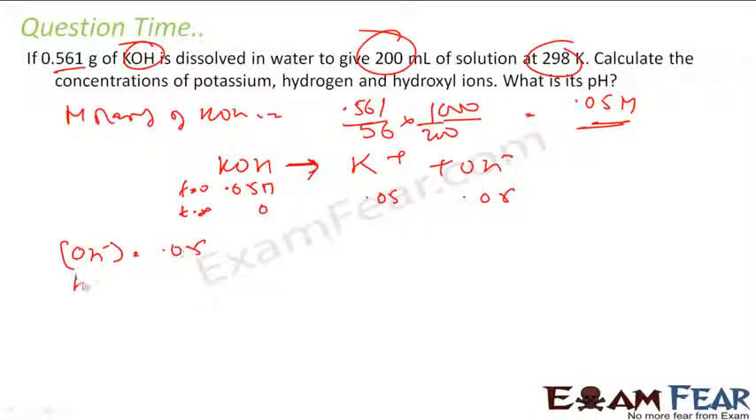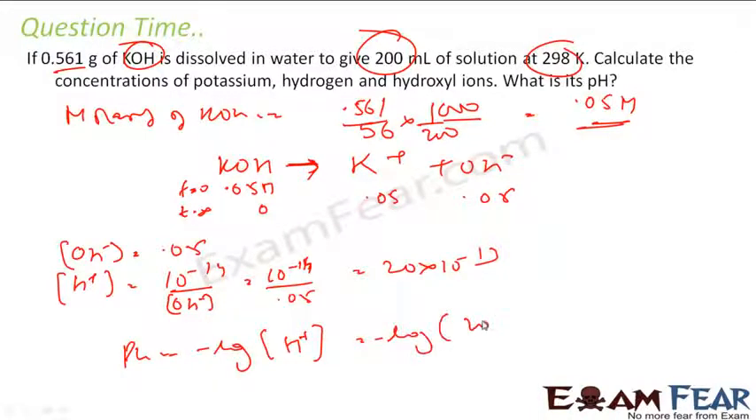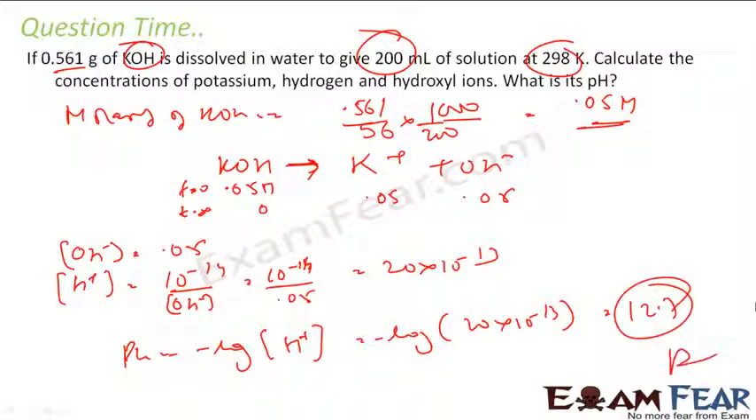Correct? Similarly, my H⁺ ion concentration will be what? 10^-14 by OH⁻ concentration. 10^-14 by 0.05. That is nothing but 20 × 10^-13. If you want to find the pH, nothing but minus log of H⁺ ion concentration. That is nothing but minus log of 20 × 10^-13. You solve this, you get pH as 12.7. That's the answer.